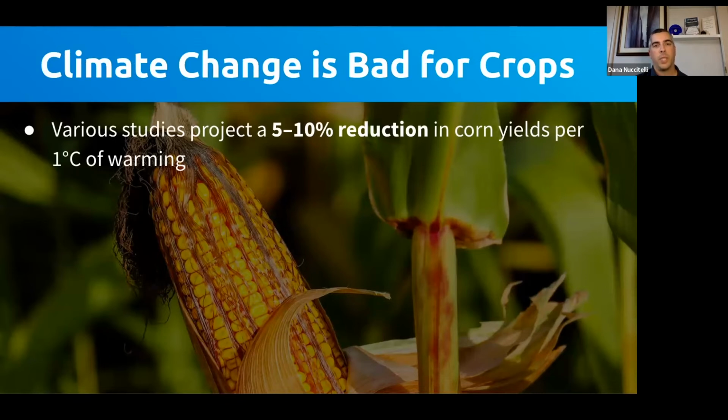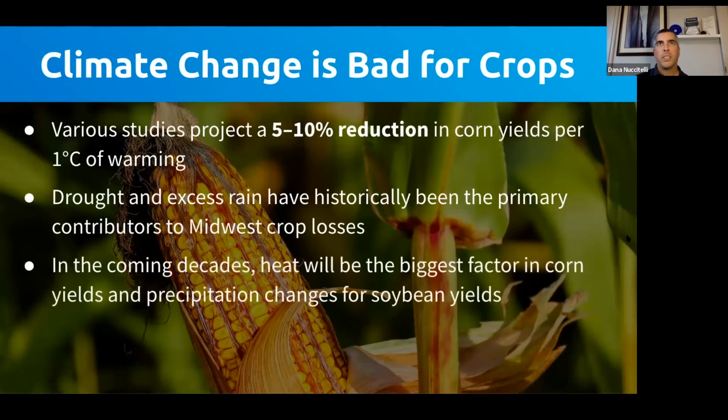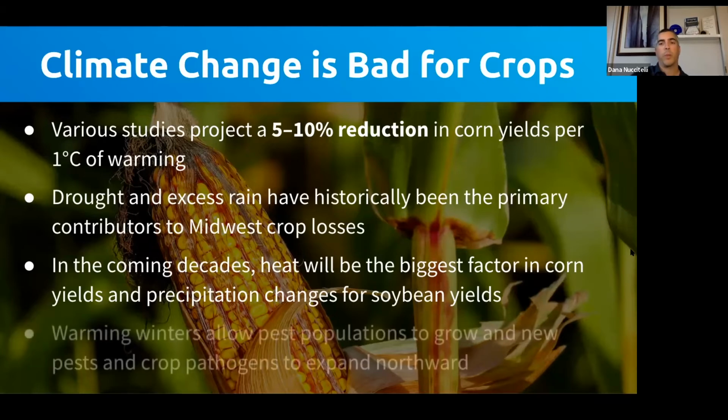There's been a variety of studies that project a 5 to 10% reduction in corn yields per degree Celsius of warming that we see. Again, drought and excess rain have in the past been the primary contributors to crop losses in the Midwest. But as temperatures rise, we expect for corn that heat will be the biggest factor in declining yields. For soybean, it may still be changes in precipitation that are most important, but climate change also affects precipitation patterns. So those are both a problem for those crop yields.